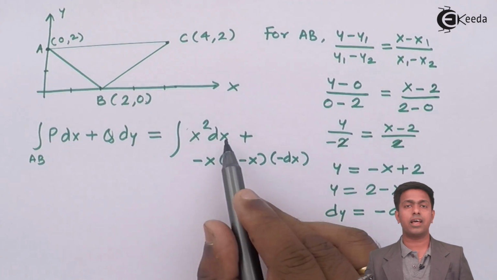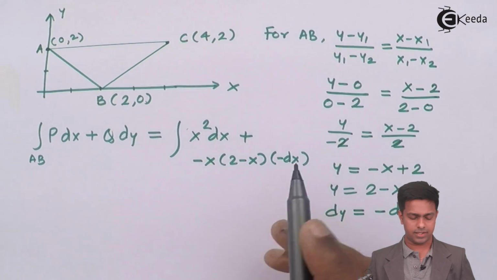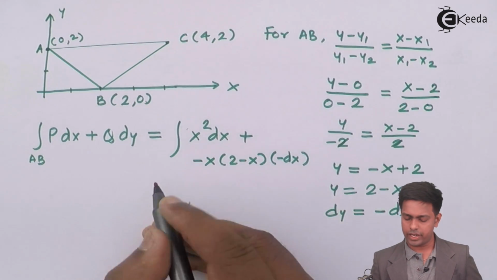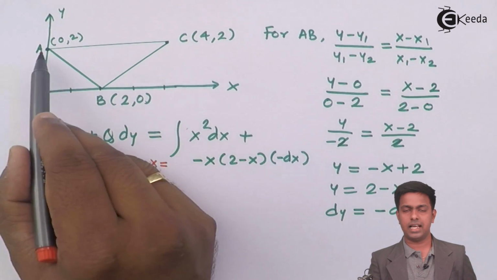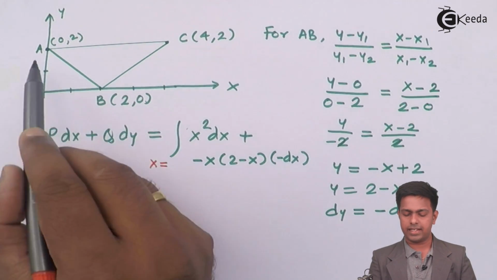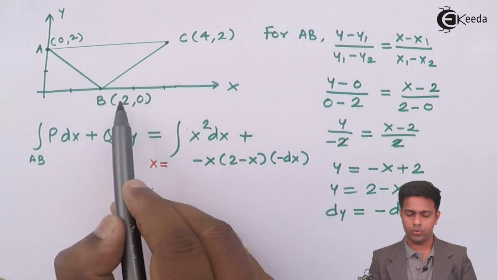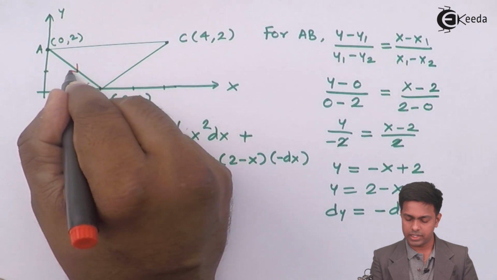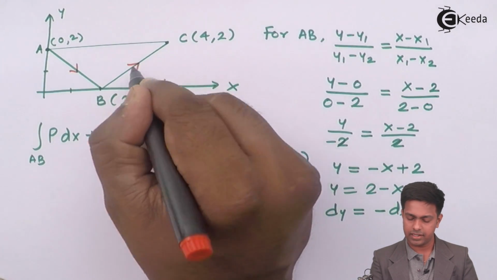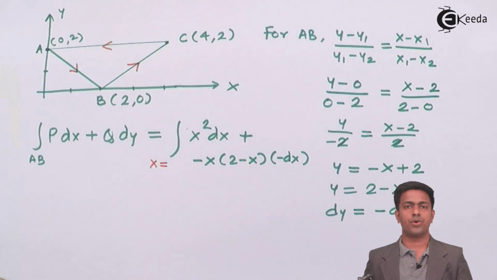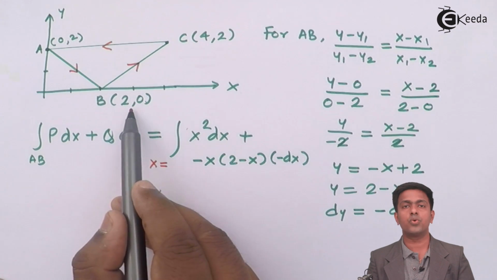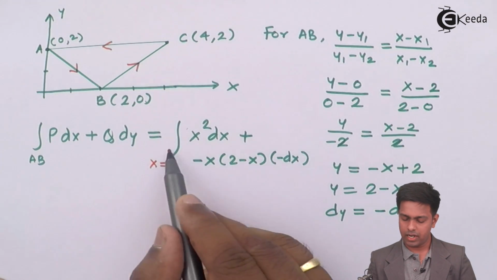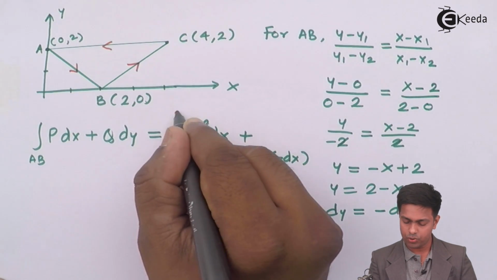So whenever we are integrating with respect to x, the rule says that we have to take limits for x. So along this line, if you observe, x is varying from 0 to 2. So guys, I'm finding along this direction, then we'll find along this direction, then along this direction. So along this line AB, x is varying from 0 to 2. So here I'll say x is from 0 to 2.